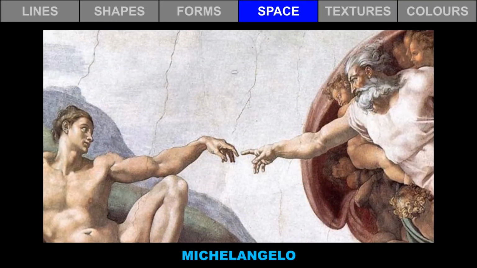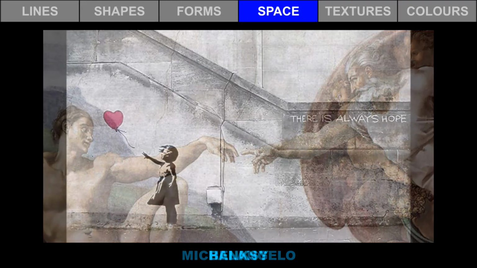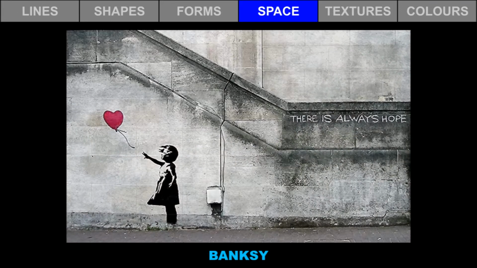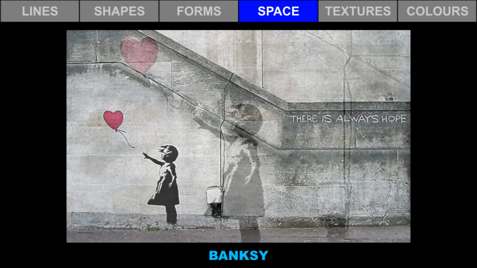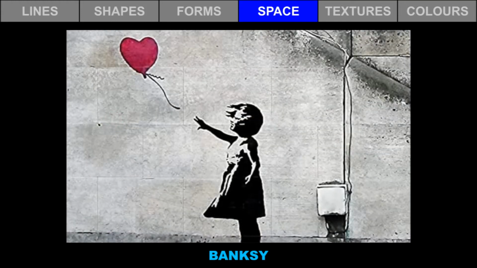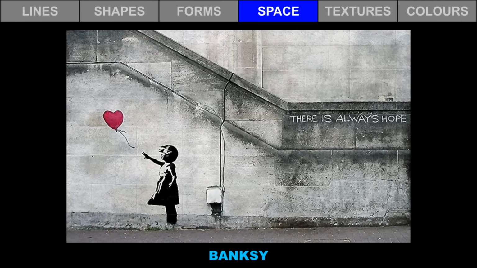Michelangelo is a famous artist. He created a feeling of anticipation in this painting by leaving a small space between the two outstretched fingers. This treatment of space is often called a stress point. Banksy is a famous artist. In this painting, a caption says, "There is always hope." Similarly to Michelangelo's painting, there is a small space between the girl's outstretched hand and the escaping balloon. Does this stress point give us a message about hope?